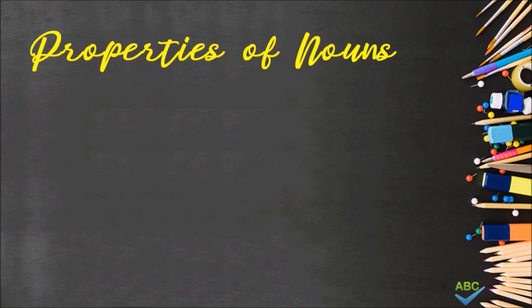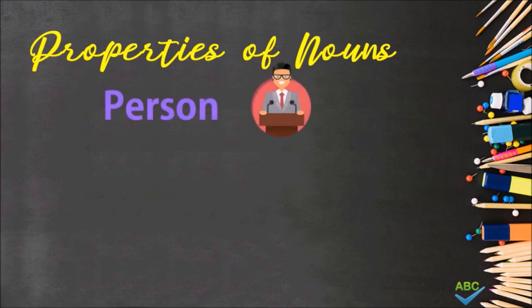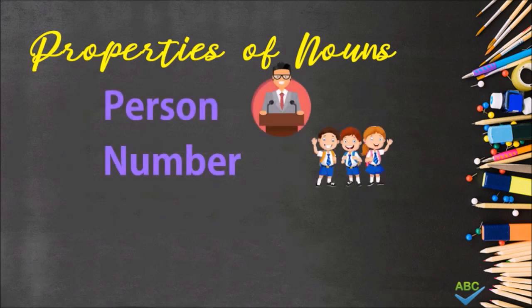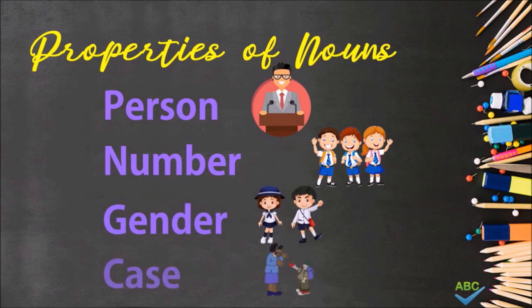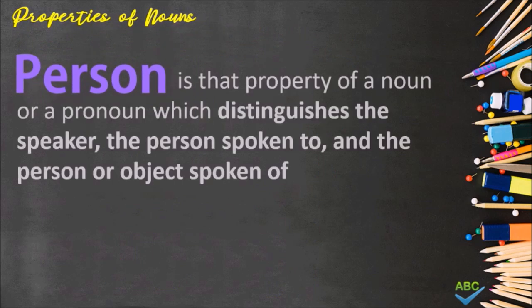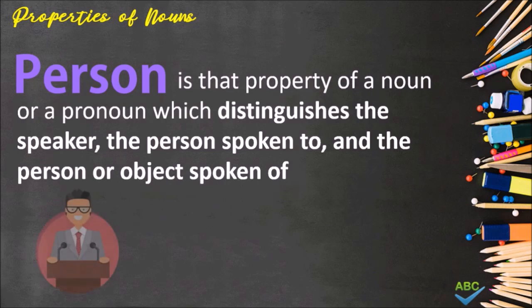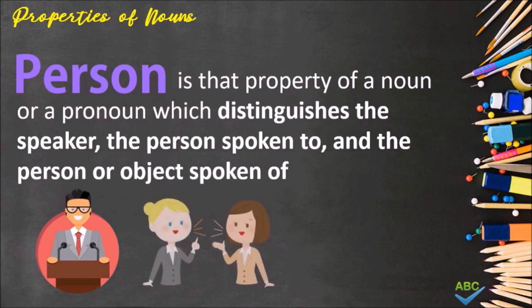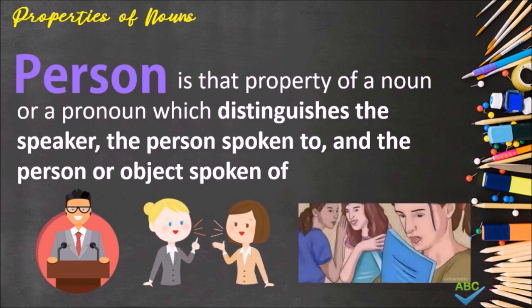There are four properties of nouns: person, number, gender, and case. Let us first discuss person. Person is that property of a noun or a pronoun which distinguishes the speaker, the person spoken to, and the person or object spoken of.